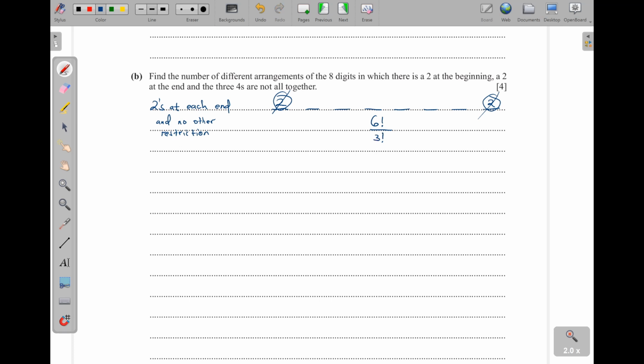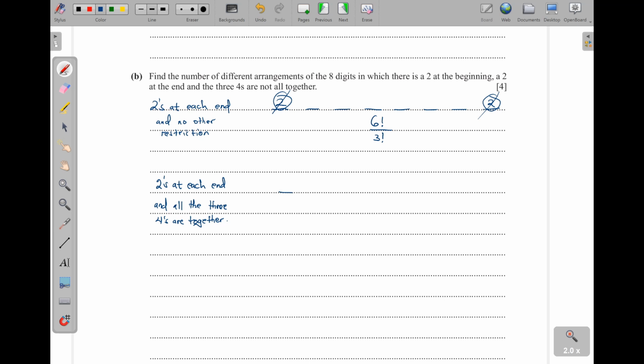Then the next one, they are saying the 3 4's are not all together. Now me, I'm going to consider when they are together. Then after, I subtract, because when you are arranging here, the 4's can all be together or when they are spaced. So it is easier to find when the 4's are together, then after you can subtract. So I'm going to consider the 2's at each end, and all the 3 4's are together.